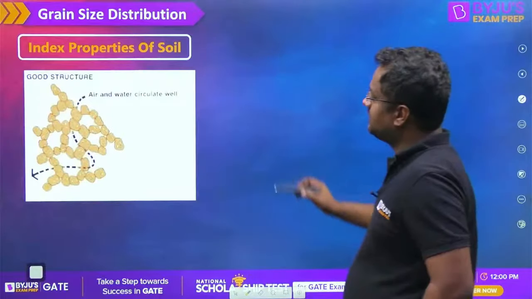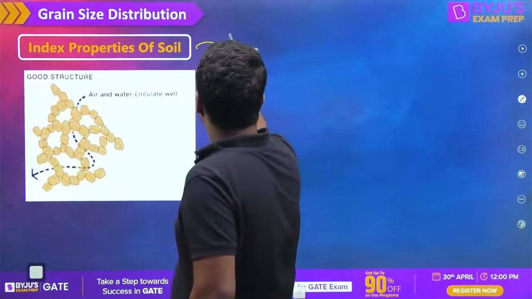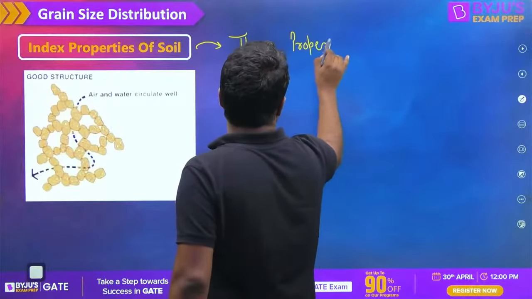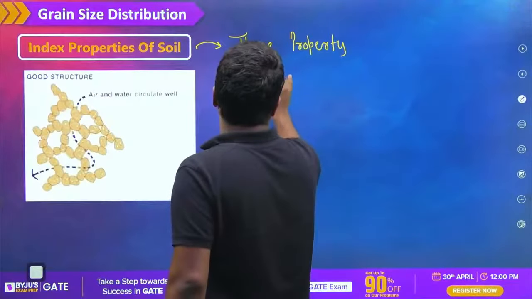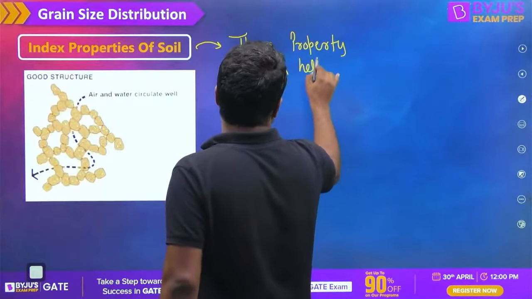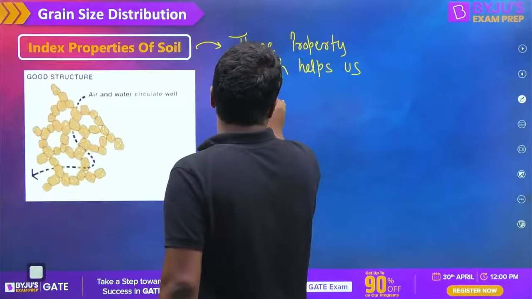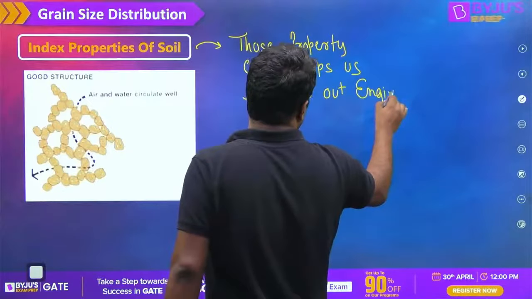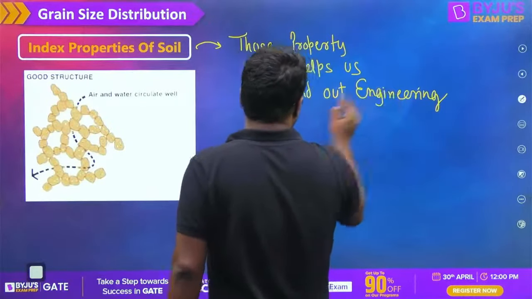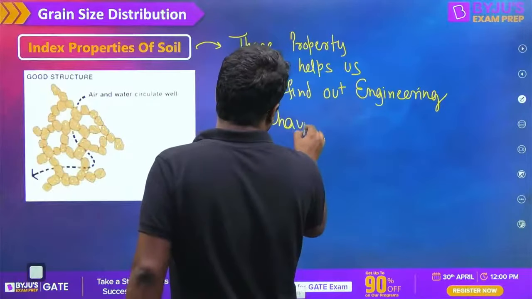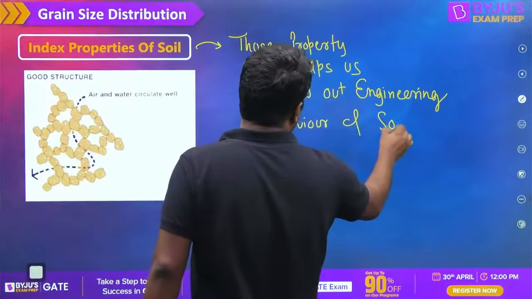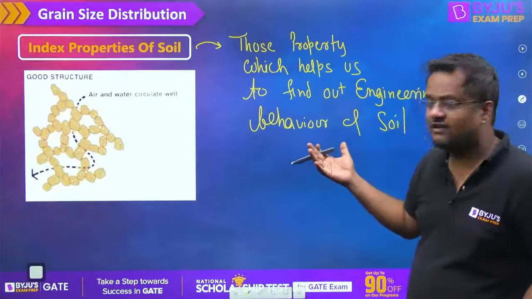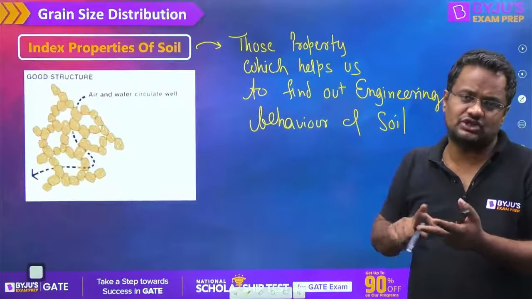So what are the index properties? Index properties are those properties which help us to find out the engineering behavior of soil. Engineering behavior means its settlement, its strength and its consolidation, everything.